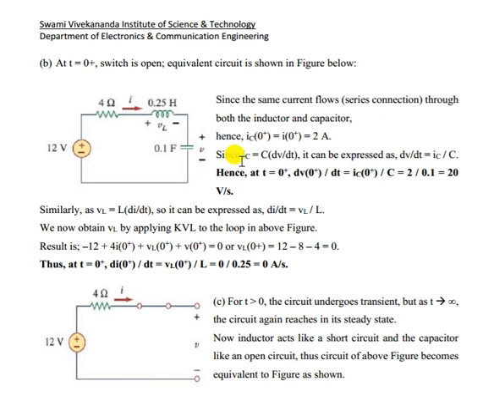Now IC equals C into dV/dt, so dV/dt is IC by C. So at t equal to 0 plus, we can write dV(0+)/dt equal to IC(0+) by C. Now I is 2 amp, C value is 0.1, so we get the value. Look at the unit: V is volt, t is second, so volt per second.